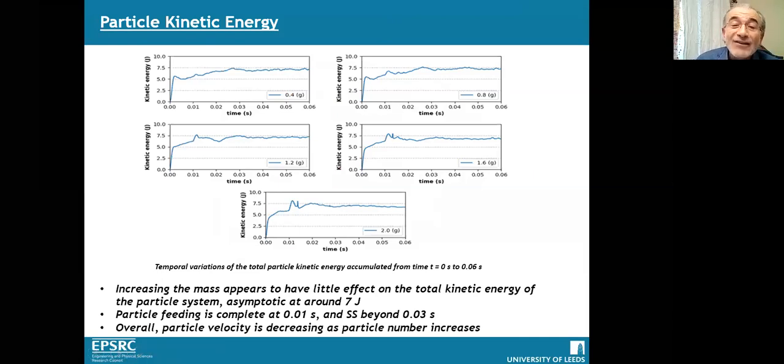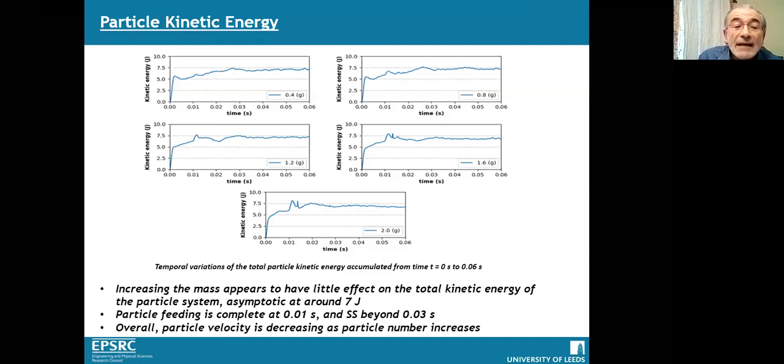A particular advantage of DEM is that you can calculate the kinetic energy. So here we have the temporal variation of the kinetic energy of the system. That's basically the summation of half mv squared, of all the particles. And something surprising happens here. If you look at 0.4 to 2 gram holdup, you see that they all have an asymptotic level around 7 joules. And that was really surprising to us initially.